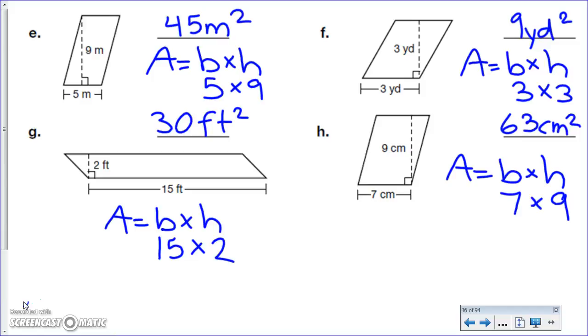All right, once you've completed everything on the worksheet, you need to make sure you glue it into your math notebook so that it is there as a reference for you.